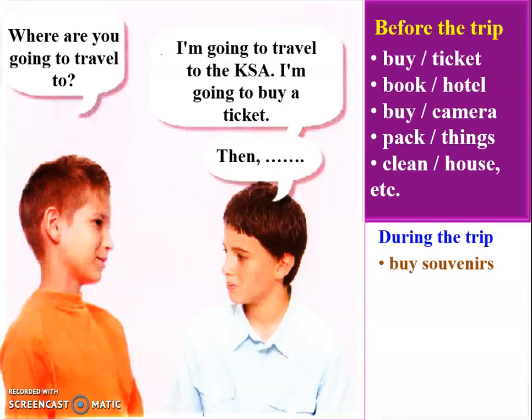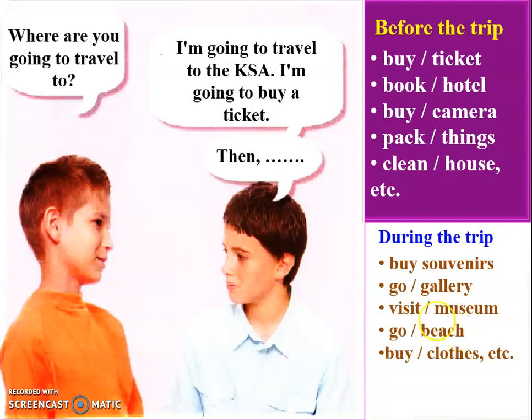So here, for example, before the trip, you can answer, I am going to buy a ticket. I am going to book a hotel. I am going to buy a camera. I am going to pack my luggage or my bags. I am going to clean the house, etc. So just apply the rule of be going to plus verb. This is before the trip.